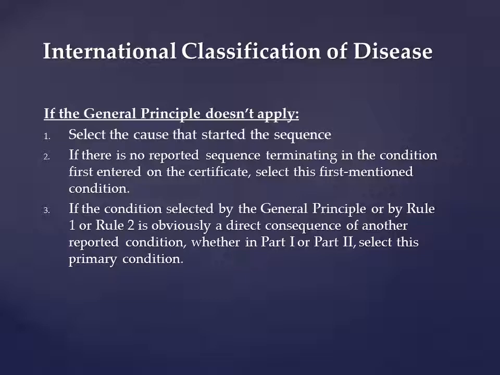And then the third one, once the originating cause was selected by either the general principle, rule 1 or 2, you must check if the condition you have selected is an obvious consequence of something else reported in the certificate. So if this condition is reported on either part 1 or part 2, select this as the underlying cause of death.